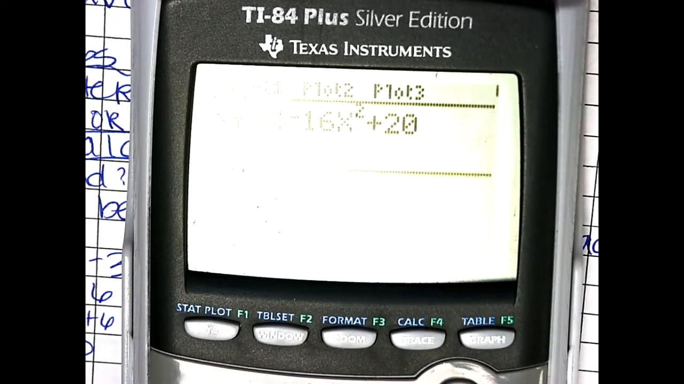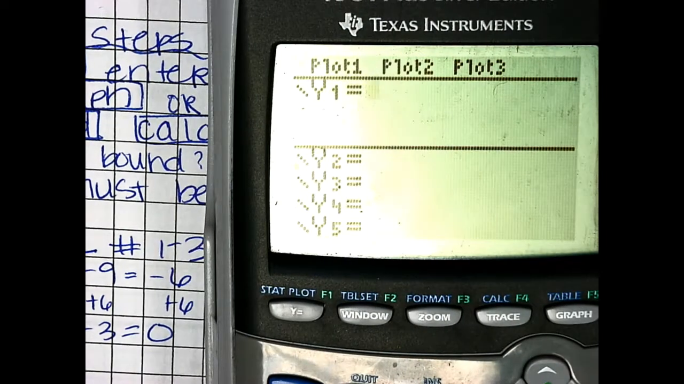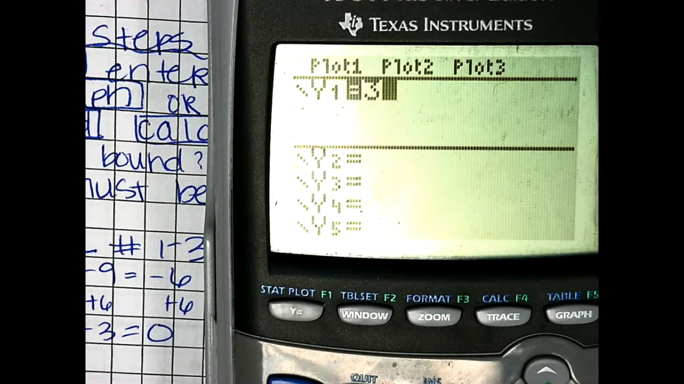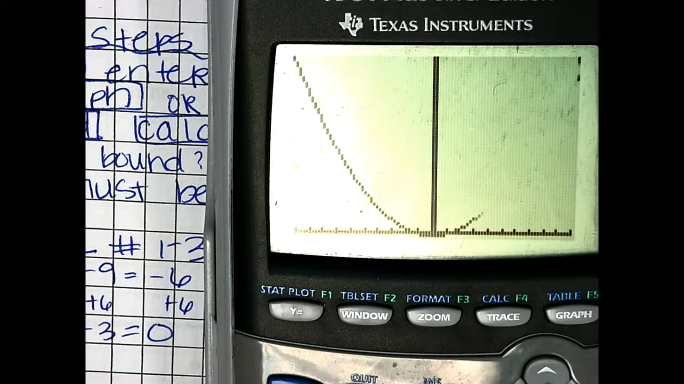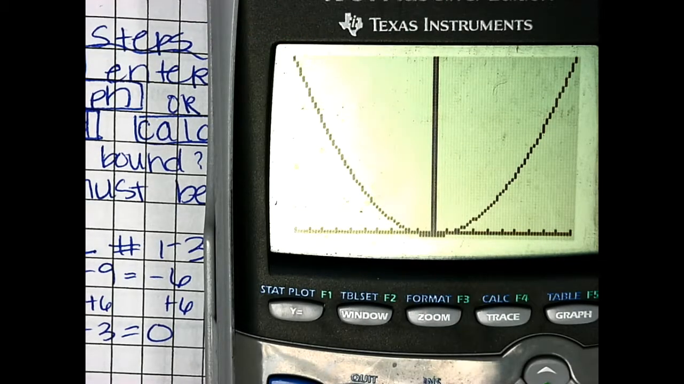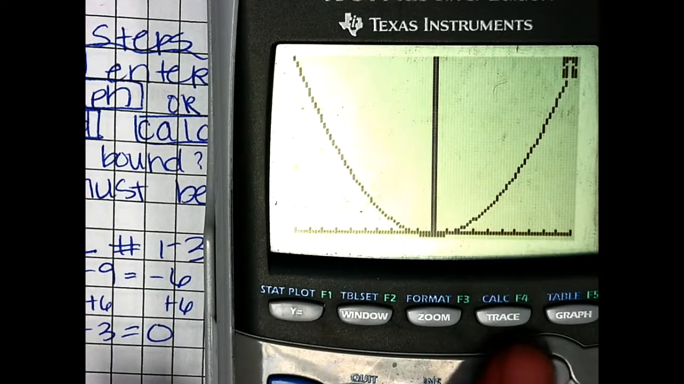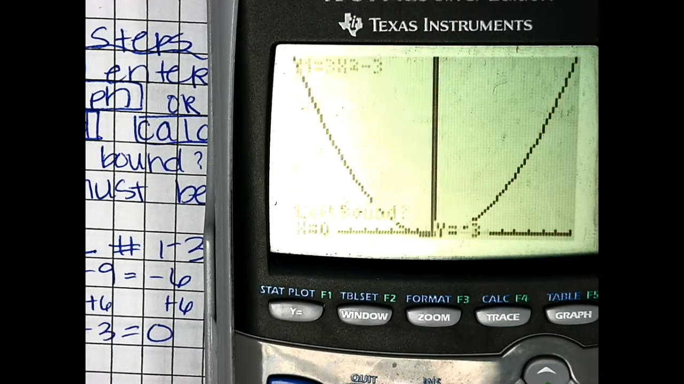So I'm going to hit y equals. Oh, and I already have an equation in there. So let me do 3x squared minus 3. And then I'm going to hit zoom and 0. And you'll see we'll get a parabola here. Okay, the axis of symmetry is the y-axis. So then I'm going to hit second, calc, which is the trace button, and then 2 for zeros.